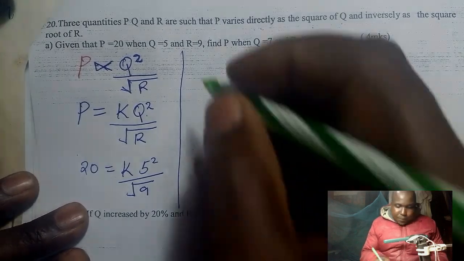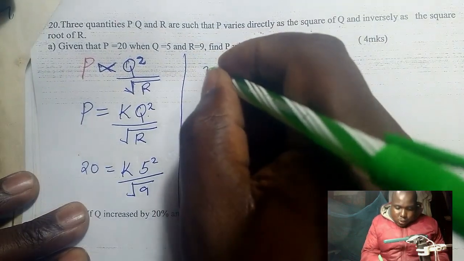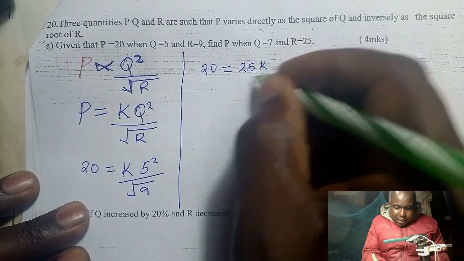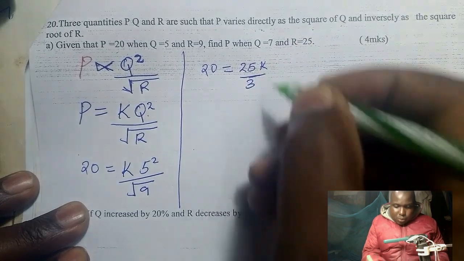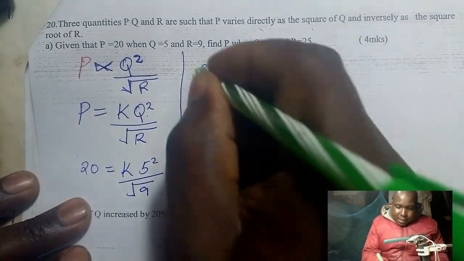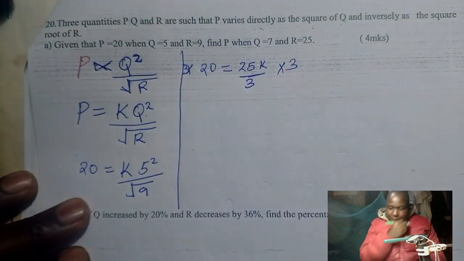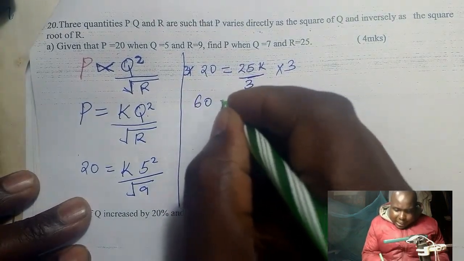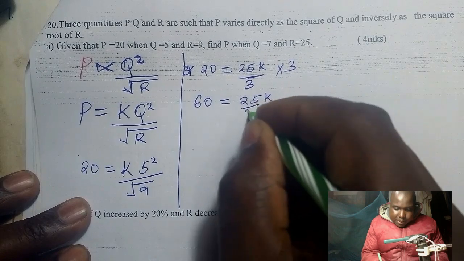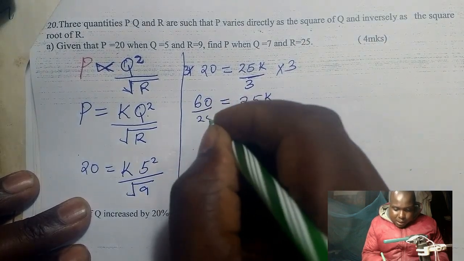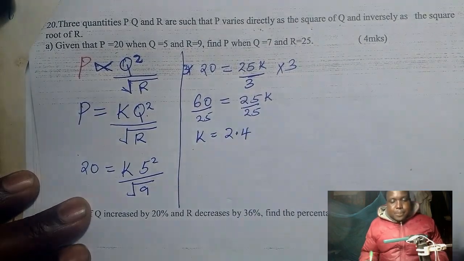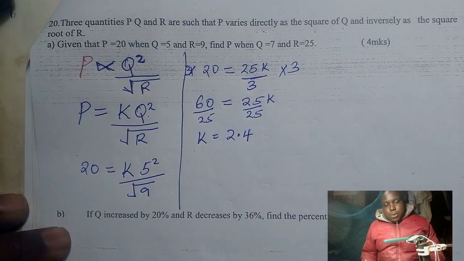So that means 20 is equal to 25K divided by 3, since the square root of 9 is 3. Now we multiply both sides by 3. So 60 is equal to 25K. Divide by 25 on both sides, so K is equal to 2.4. So our K is 2.4.